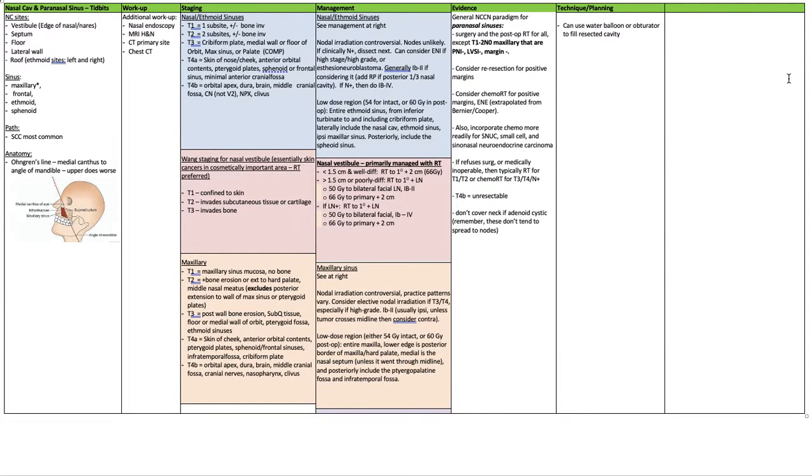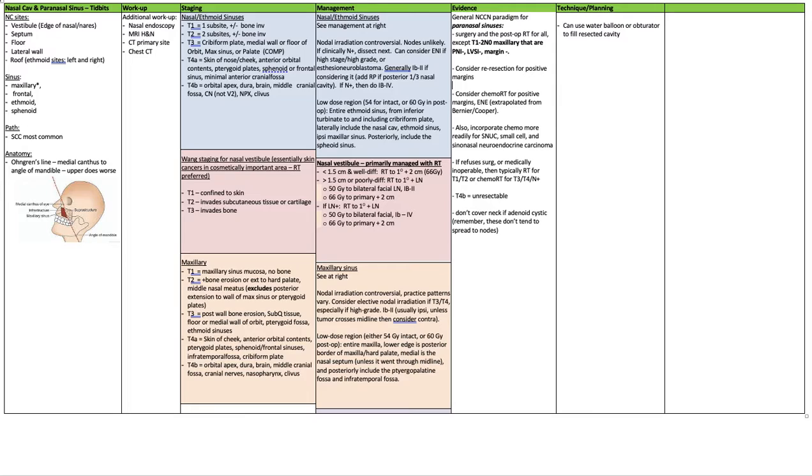Evidence, general NCCN paradigm for paranasal sinus: surgery, and then post-op radiation for all except T1 to 2 N0 maxillary cancers that are perineural invasion negative, LVSI negative, margin negative. Consider re-resection for positive margins. Consider chemoradiation for positive margins or extranodal extension, extrapolated from Bernier and Cooper. Also incorporate chemo more readily for SNUC, small cell, and sinonasal neuroendocrine carcinoma.